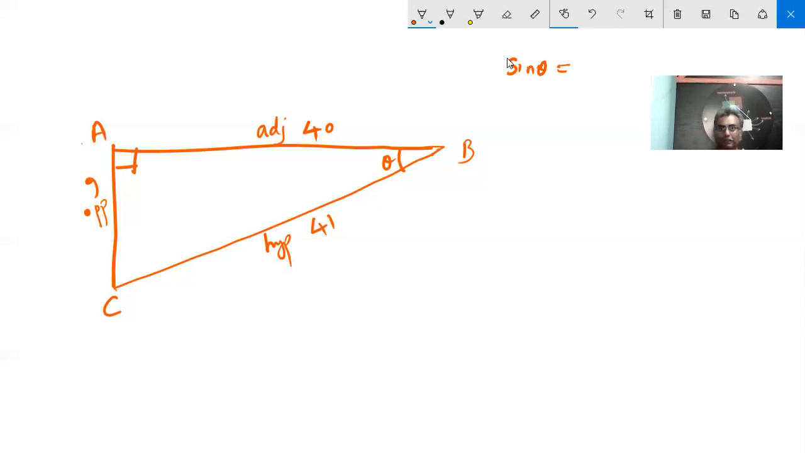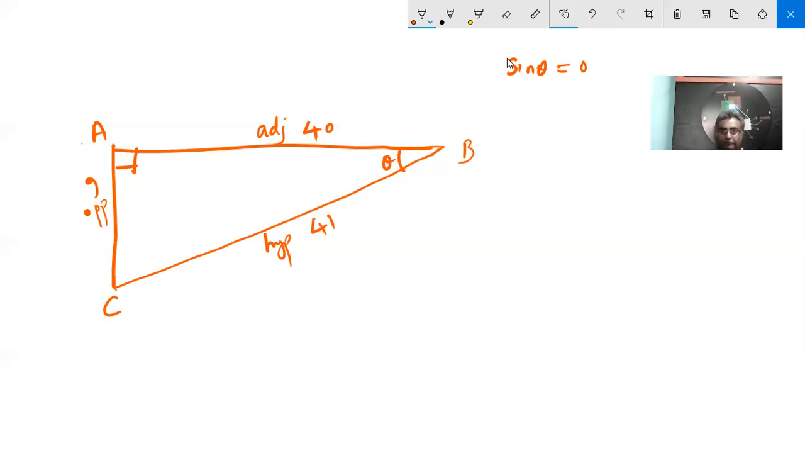Now you tell me what is the formula for sine theta? Sine theta is hypotenuse by opposite side. No. Hypotenuse will never come on the top for sine and cos. Only for the reciprocal ratios, you will have hypotenuse on the top. How to remember? For the three main ratios, hypotenuse will come at the bottom if it comes. For the three reciprocal ratios only, hypotenuse will come on the top.